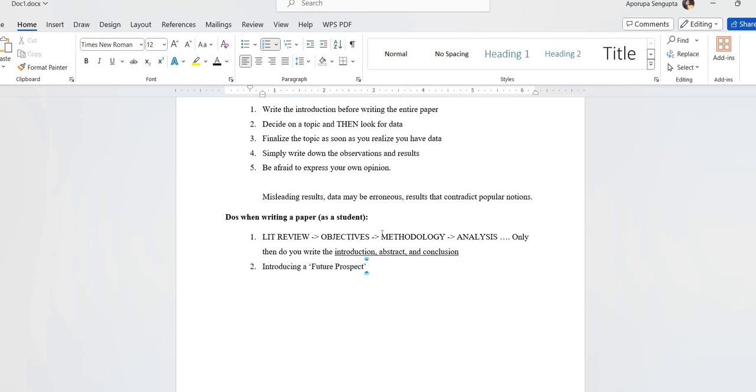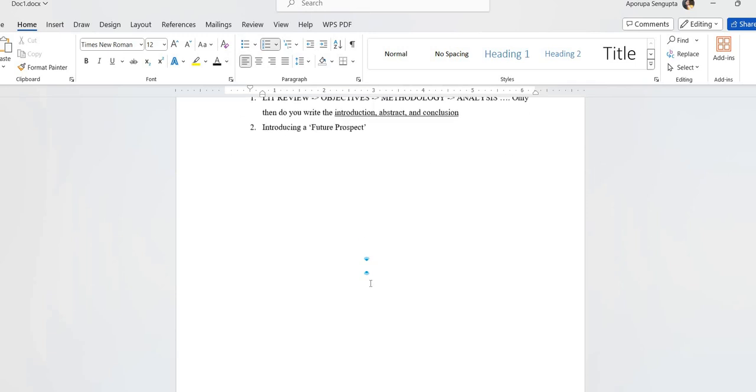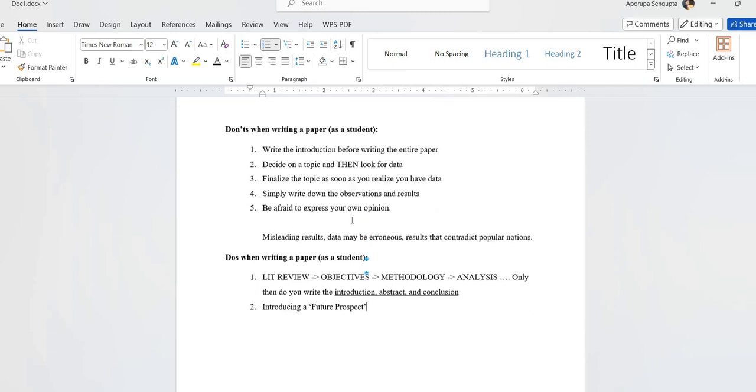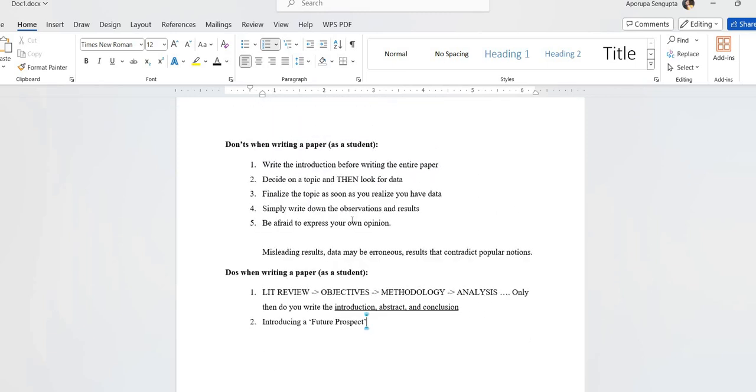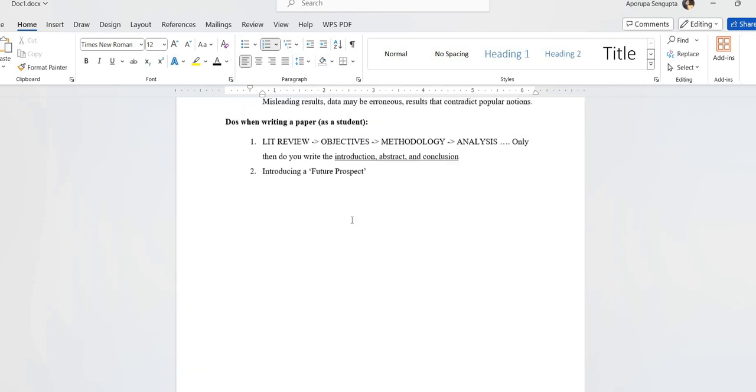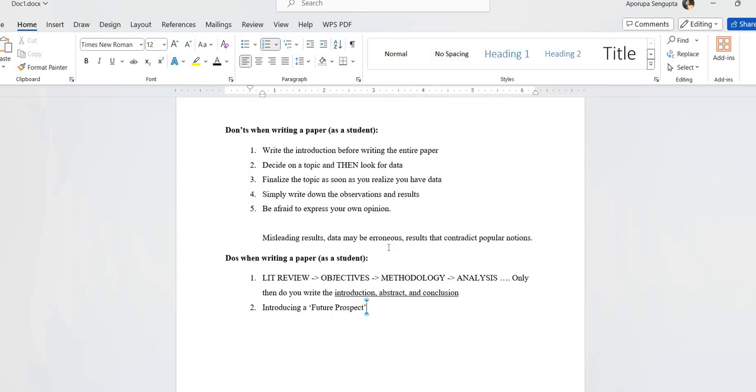Introduce a future prospect. Now it's not always true; not all papers can have a future prospect, but it's always a good idea to include that, because when you're writing papers as a student, it's more often than not part of a coursework, and you don't have all the time in the world to finish your paper. So there could be reasons, in fact that could be a very good point. So somewhere in your paper you can fit in "due to paucity of time." Let me just give you this phrase: due to paucity of time, or paucity.